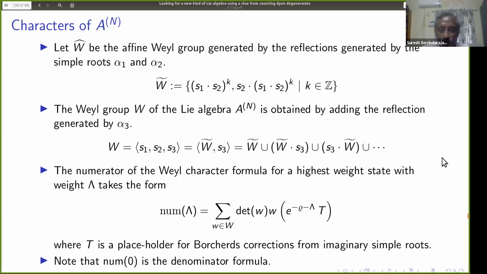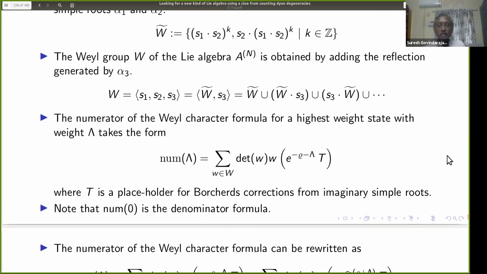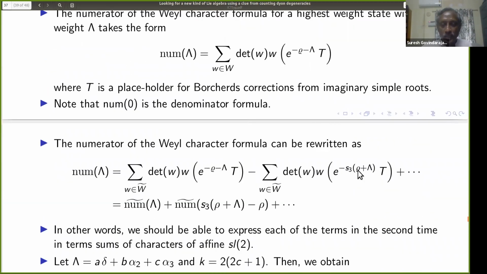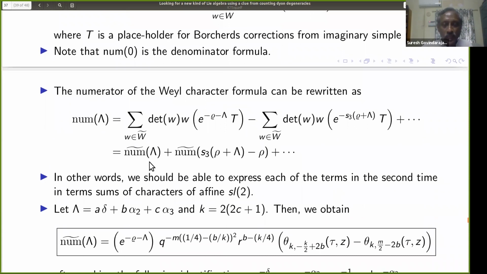There are a whole bunch of terms. Okay, so let's ask that something is the highest weight vector lambda, and for the full AN, the numerator takes this particular form. T is a placeholder for Borcherds corrections from it. And numerator of 0 is nothing but the sum side of the Weyl denominator formula. So the numerator, if you just go ahead and use this, what you find is that it looks like numerator of rho lambda plus numerator of S3 acting on lambda minus rho, which will become e power minus alpha S3, plus so on and so forth.